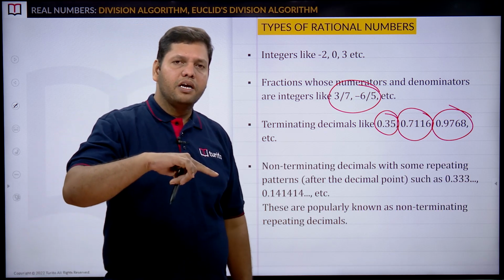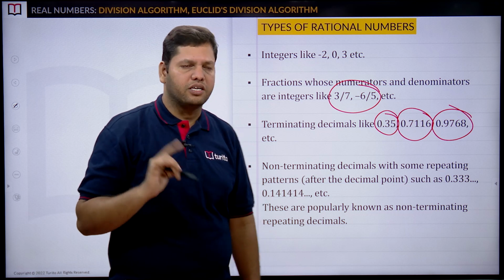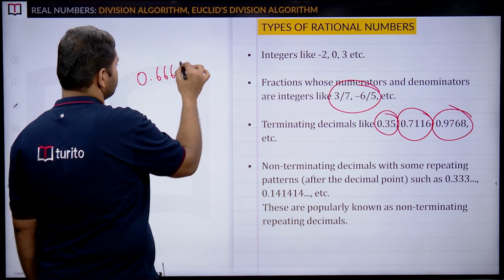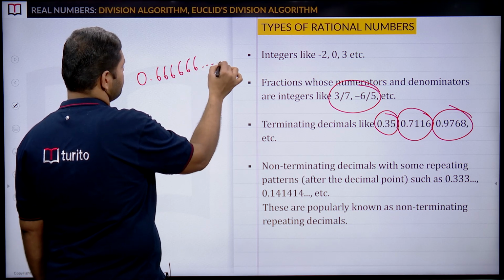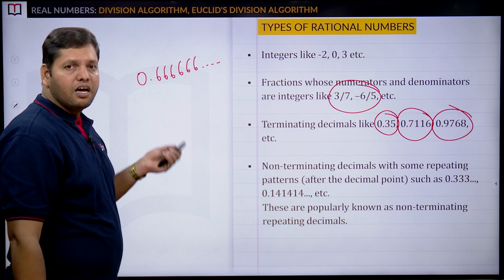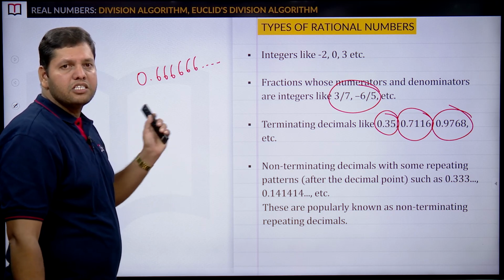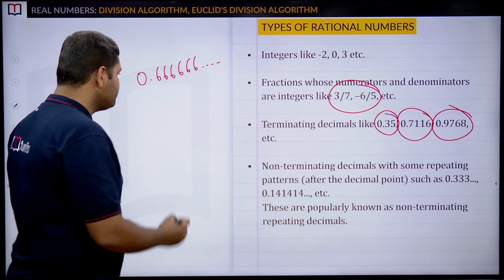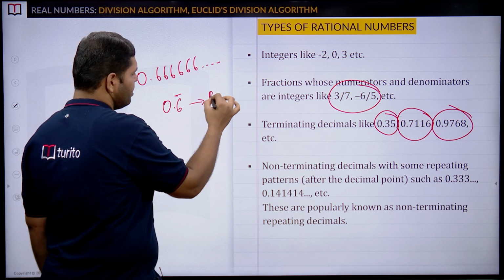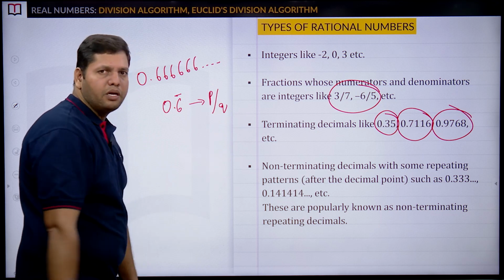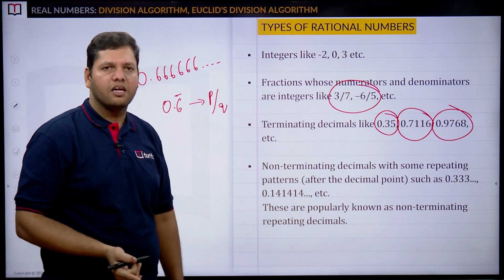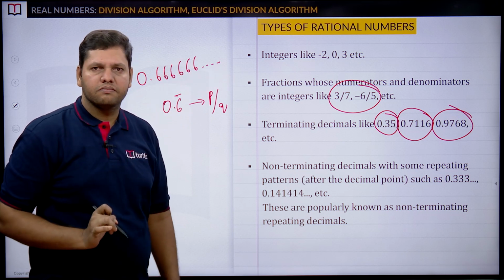Next one, I told you already, a non-terminating repeating decimal expansion. I'll give an example. You can take 0.6666 and so on. Children, this number I can say is a non-terminating repeating decimal expansion. So this number we can write as what, children? 0.6 bar, and this number we can write in the form of p by q. So such types of examples we can also say are rational numbers.